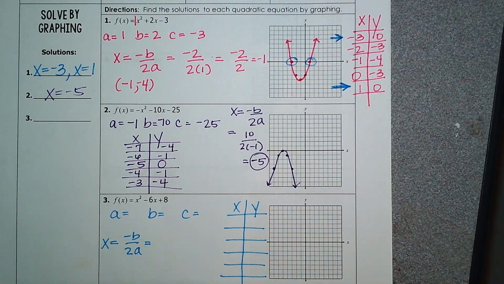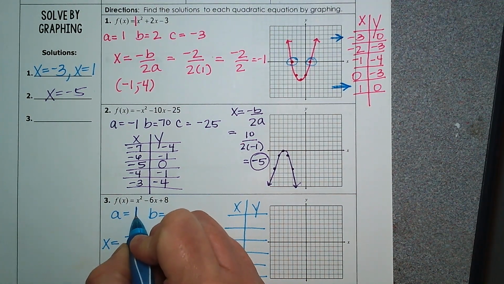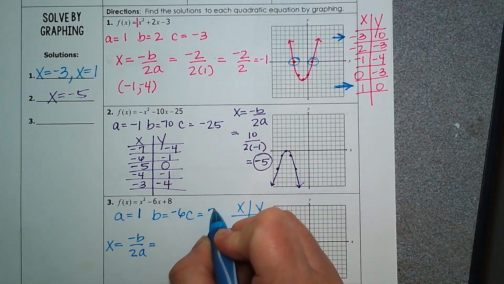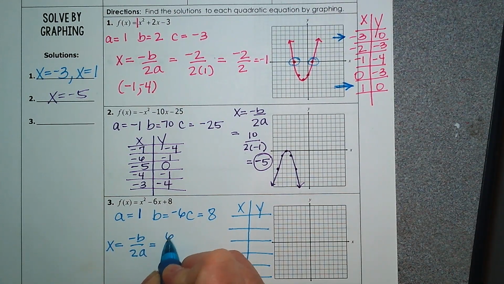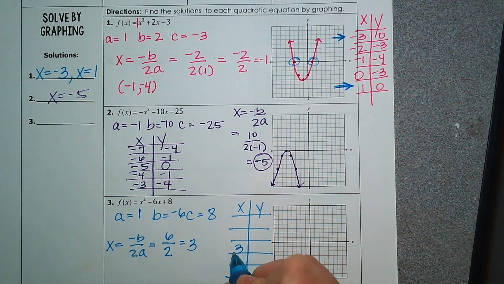How many solutions does this one have? 2 solutions. So let's go through the steps. What is A? And B? And C? If B is -6, then the opposite of B is +6 over 2 times A. A is 1. So the X value of the vertex is 3.